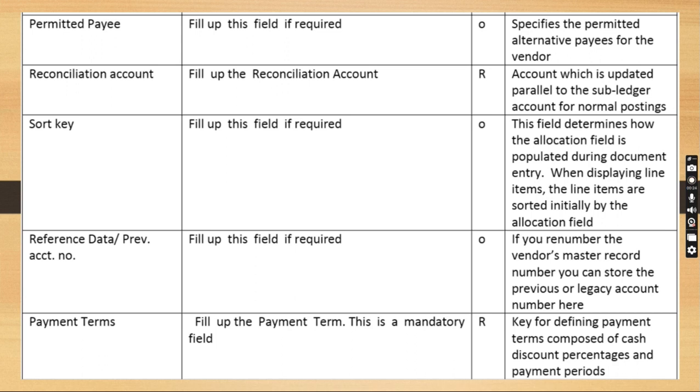This field determines how the allocation field is populated during the document entry when displaying the line items. Line items are sorted initially by the allocation field, reference data and previous account number. If you renumber the vendor master record, you can store the previous or legacy account number here.